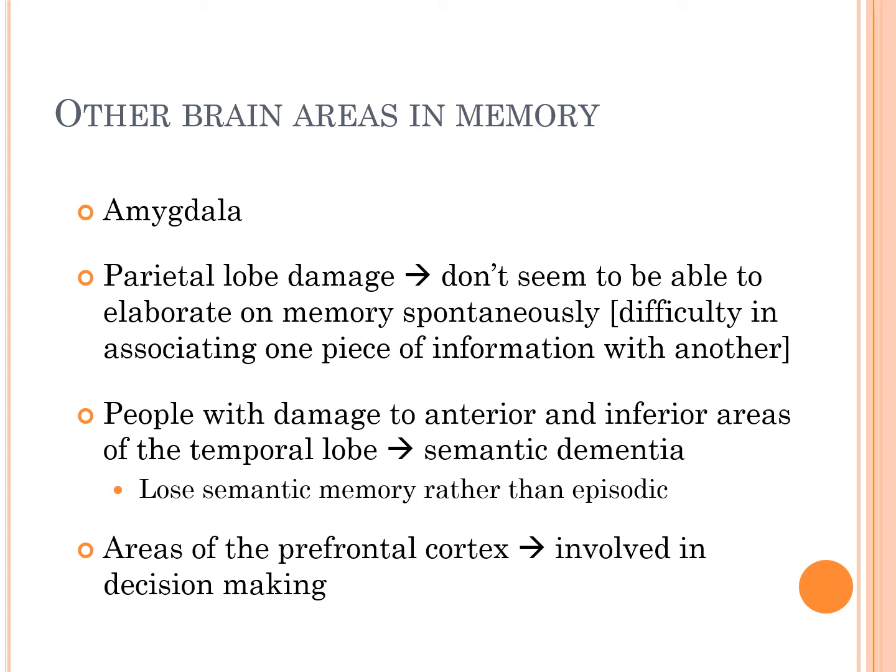And we also see areas of the prefrontal cortex are involved with decision making, our working memory, our memory of rewards and punishments, and then how that influences our more conscious thinking about our decision making. That memory is involved there.